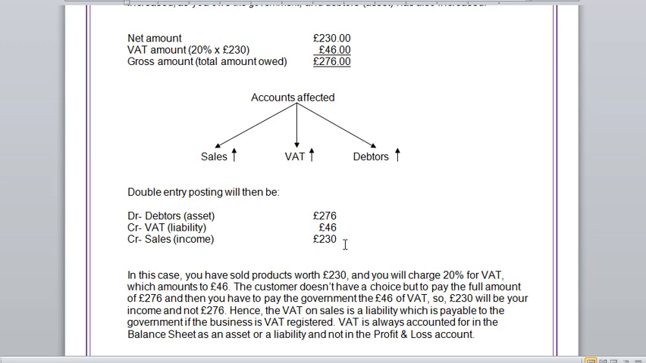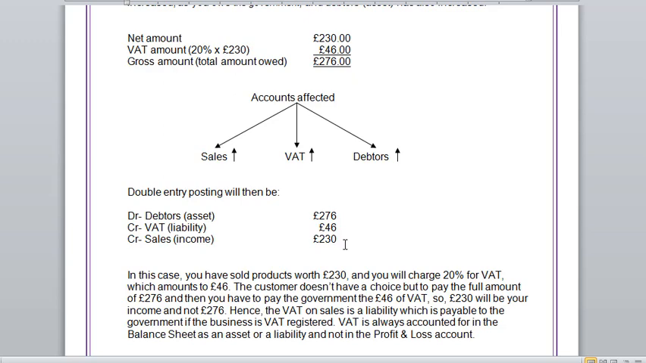What's happening to VAT? VAT on sales. VAT on sales is a liability in your hands. You are owing the government that money. VAT on sales is increasing. I will credit the liability. Which liability? VAT. Under click.